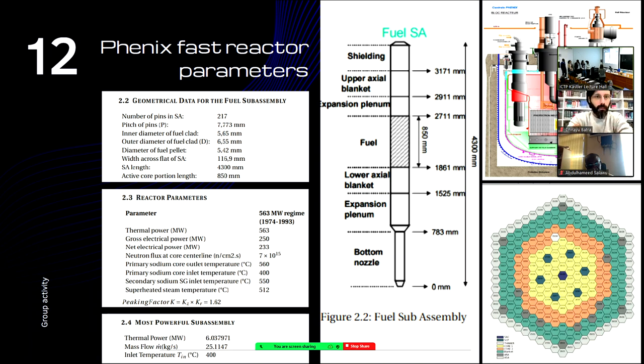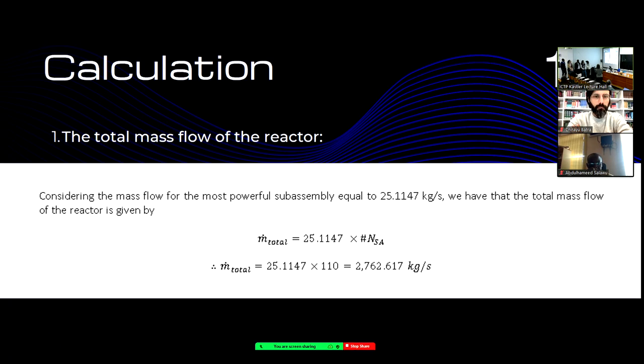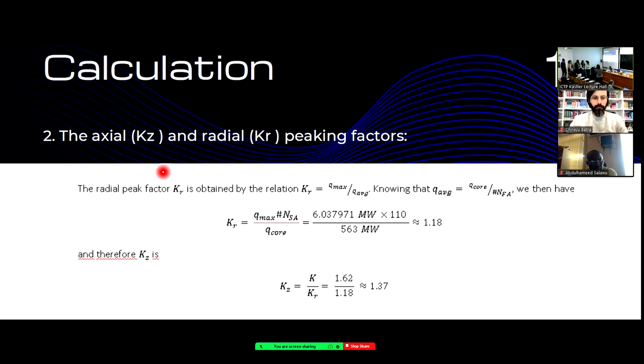For the SFR reactor fuel pin, we also use the same procedure which I explained for the LFR. These are all the specifications given by Chirayu for us. At first, we need to find the total mass flow of the reactor. This calculation was mainly done by Miss Natalia. Thank you. It's just a formula. Next, we need to find the axial and radial peaking factors. It's also obtained like this, since we have the total power, the number of fuel assemblies, and the number of fuel rods per subassembly. By using that, we can obtain these too. It's easy.